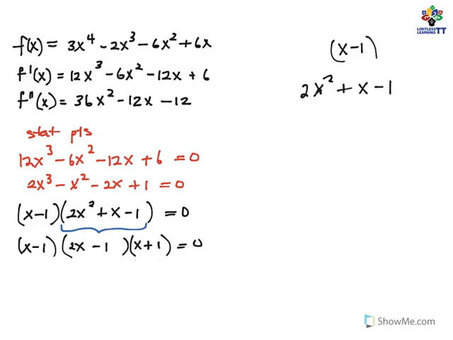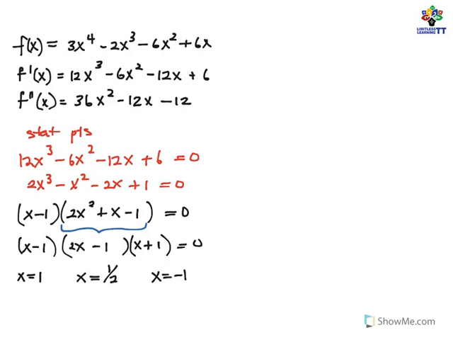So now I have fully factorized, and this means that x is equal to 1, x is equal to 1/2, and x is equal to negative 1. Those are my x coordinates of my stationary points. So that's the first step. Now I have to determine the nature.